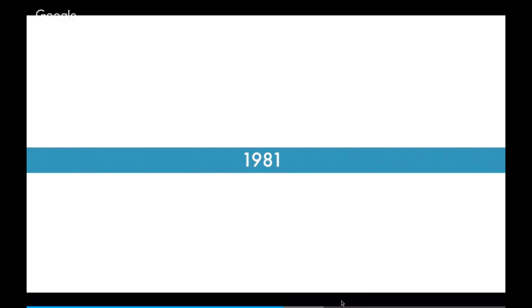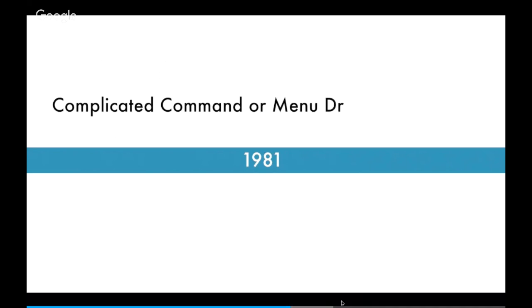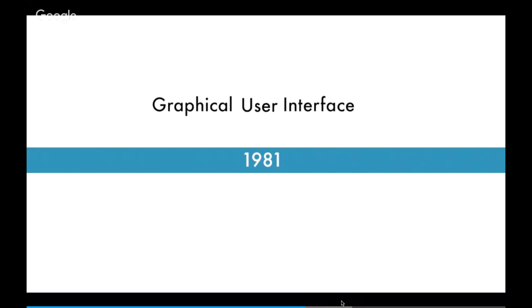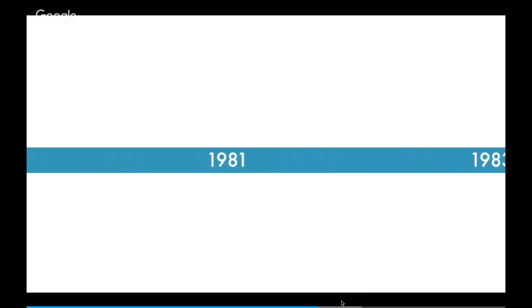Another advancement was how users could interact with computers. Initially, users had to use complicated command or menu-driven interfaces to input commands. Eventually, a graphical user interface, GUI, which uses icons to represent programs and actions, allowed users to interact with the computer more easily. Legend has it that Jobs was influenced by a GUI on a PC prototype that Xerox was working on, but never sold commercially.